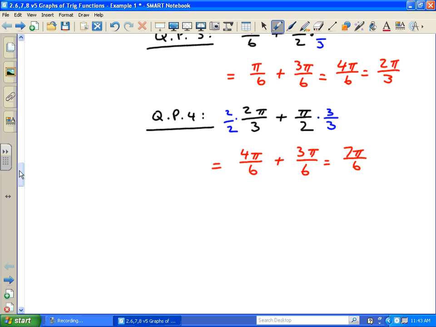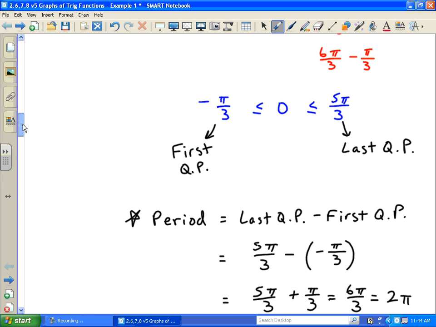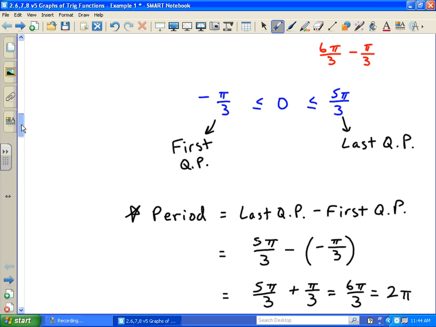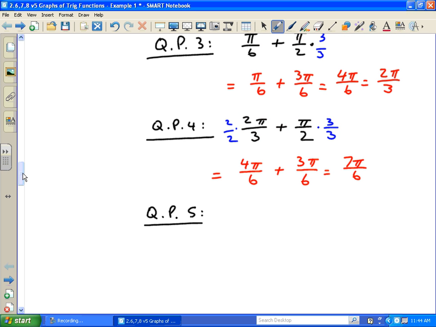And then from here to find my last quarter point, I would do quarter point number 5. Now, let me point out that you already know what quarter point number 5 should be. Quarter point number 5 should be 5 pi over 3. How do we know that? That was the last number in my interval up here. Okay, last quarter point should be 5 pi over 3. Now, I'm going to go ahead and do the work for this quarter point, though.